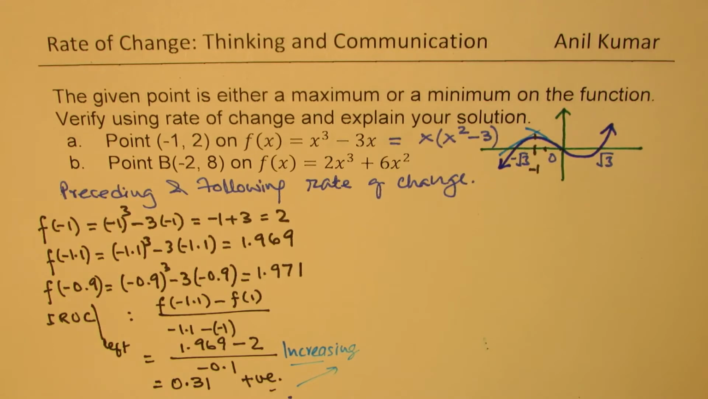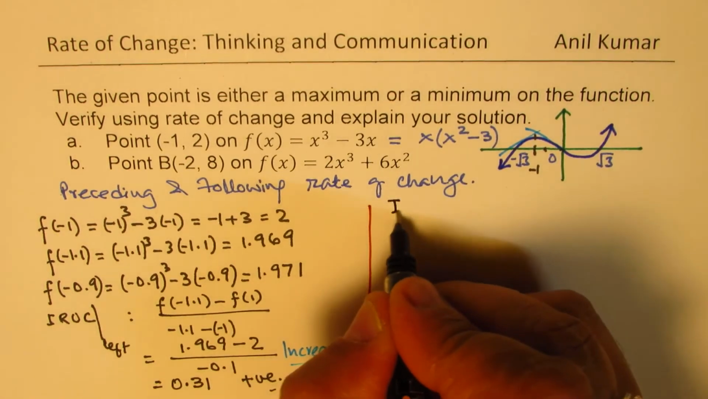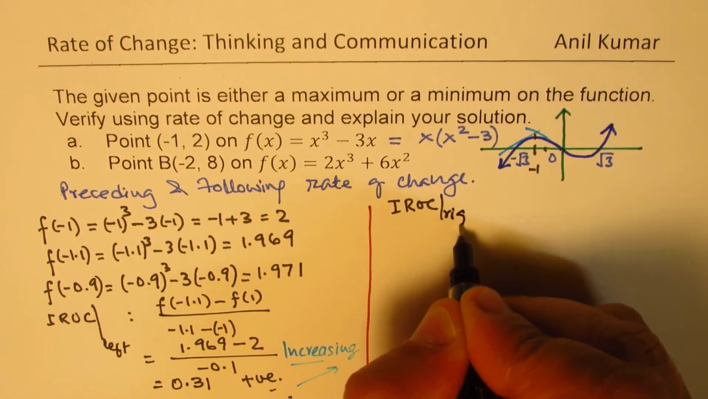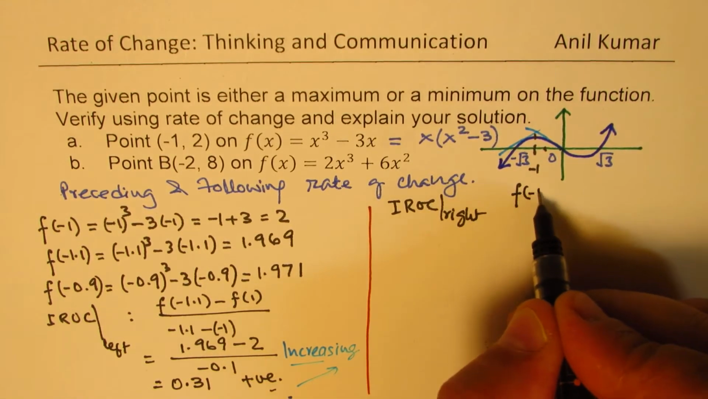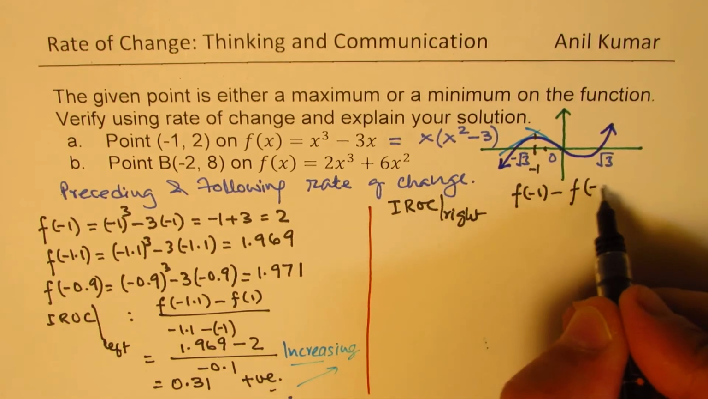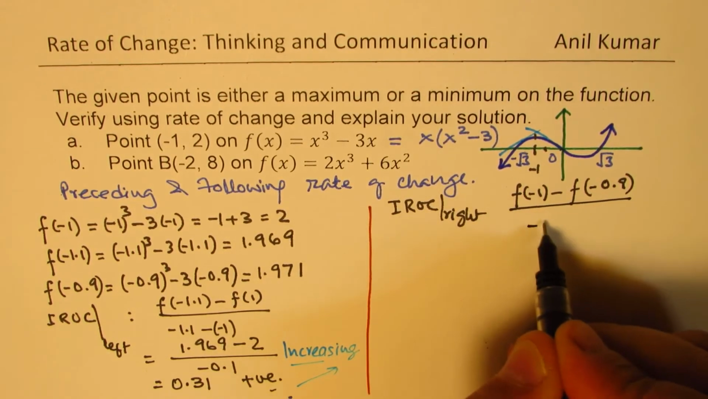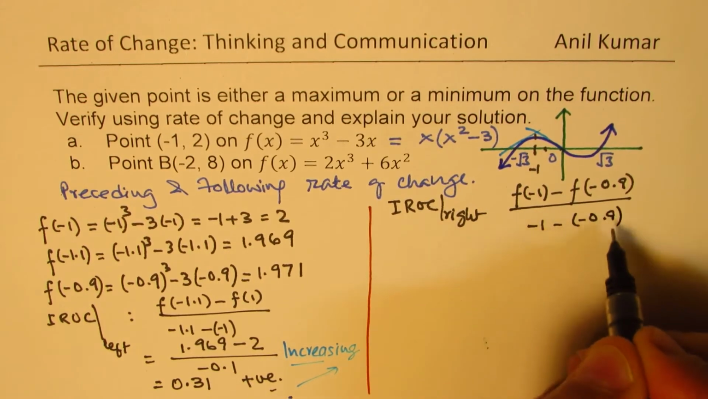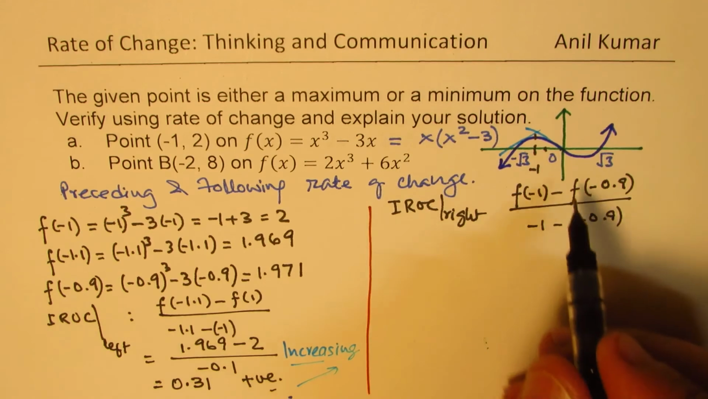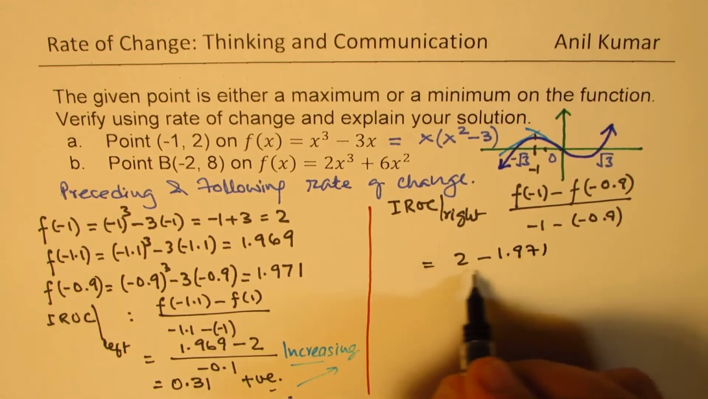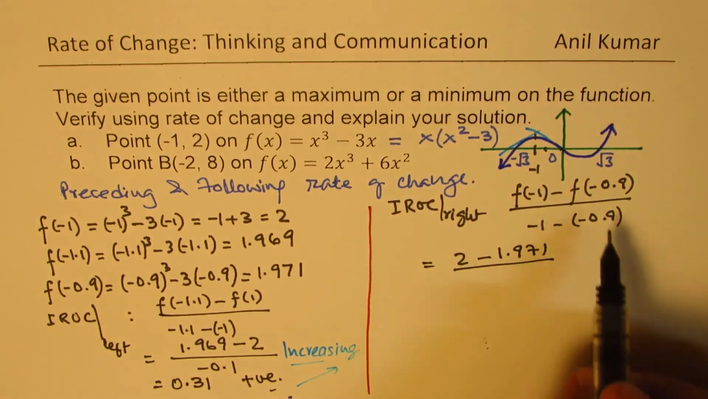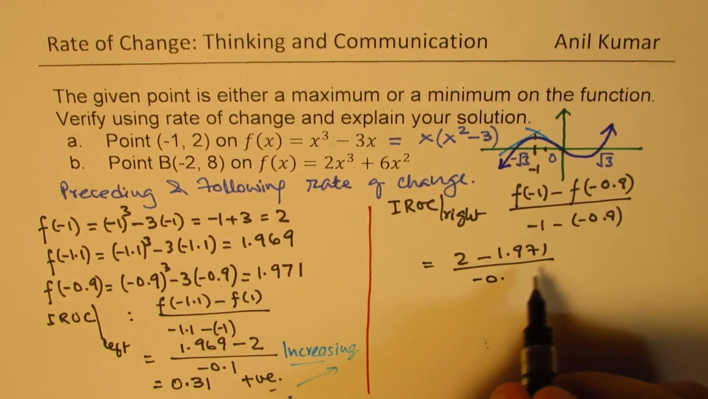Now let us also find the instantaneous rate of change from the right side. So let me write like this. Instantaneous rate of change from the right. So we have considered this point, which is f of minus 0.9 minus f of minus 1 over minus 0.9 minus minus 1. Correct? So that is from the right side. And we have calculated the value as 1.971 minus 2, divided by, so this is positive 0.1, correct?